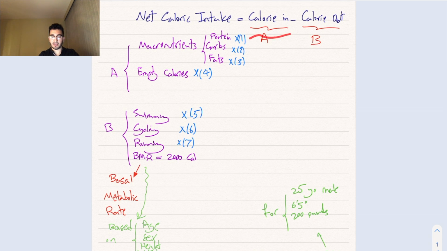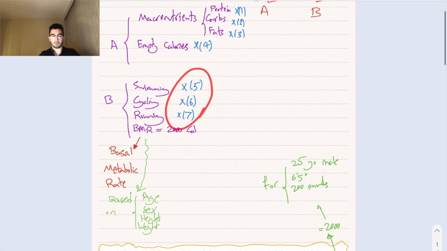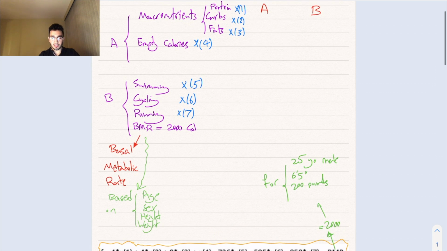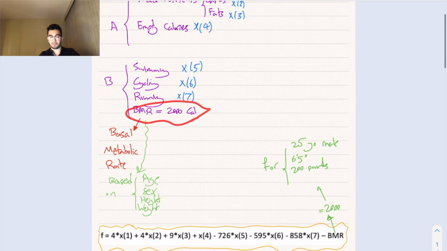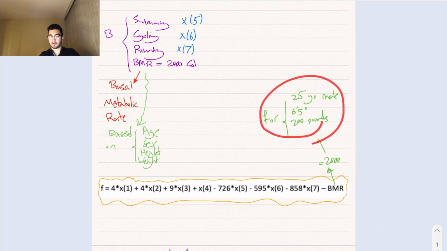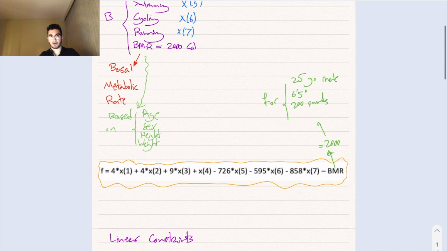So for calorie in, we have basic macronutrients: protein, carbs, fats, x1, x2, x3. x4 is empty calories like alcohol. x5, x6, x7 are swimming, cycling, and running, to leave some space for the person who can essentially eat more, but at the same time they're burning calories. And obviously BMR, which is their basal metabolic rate, which is dependent on age, sex, height, and weight. For our example, we consider a 25-year-old male, 6'5", 200 pounds.